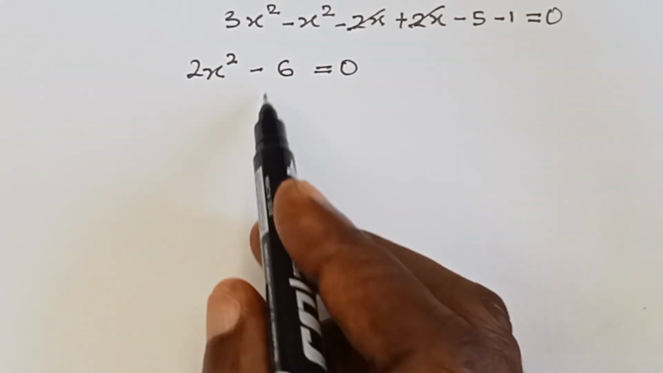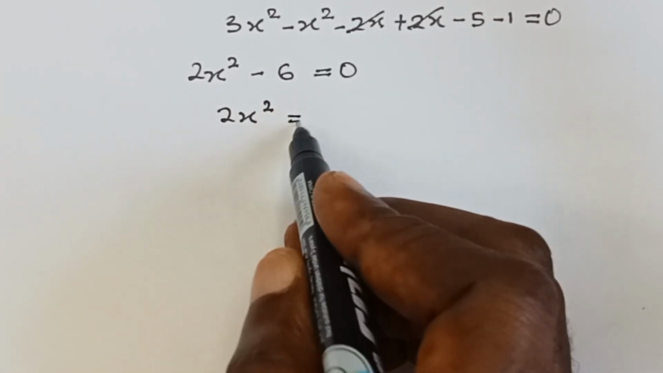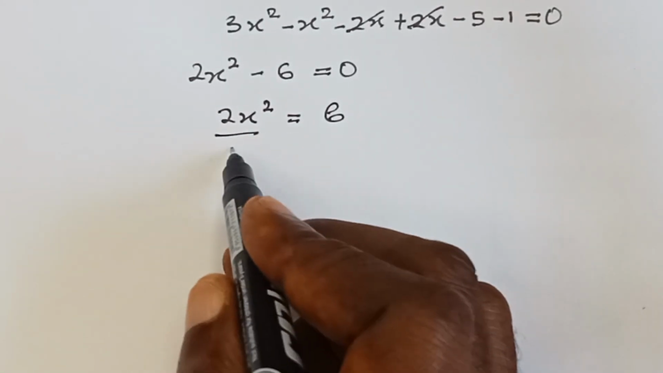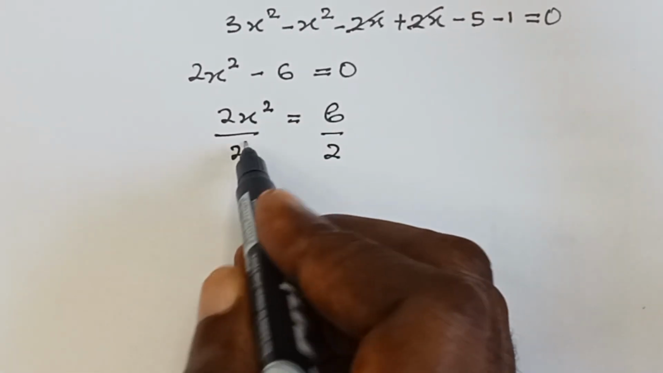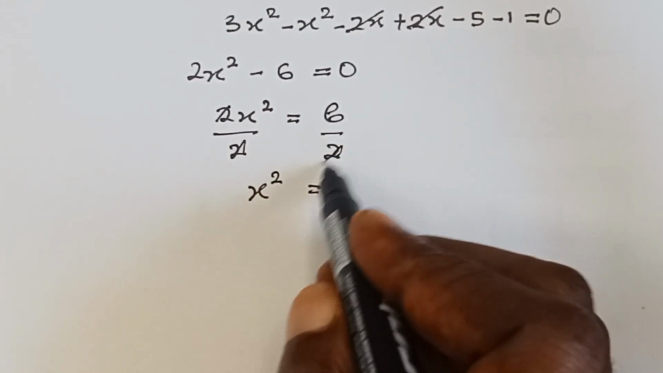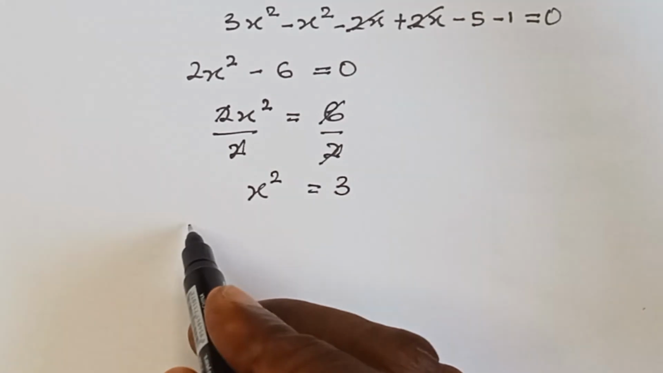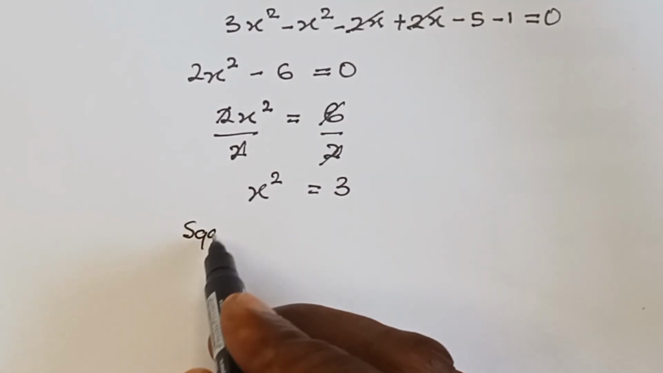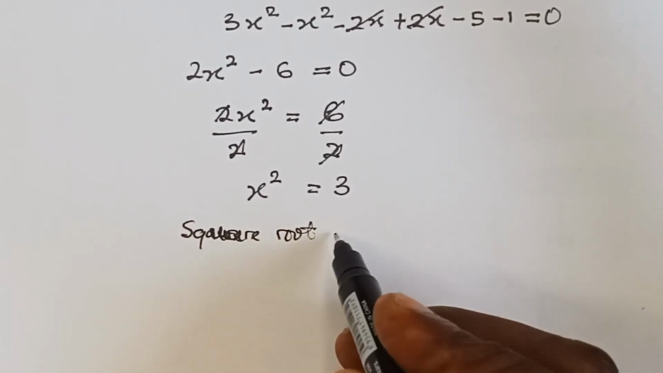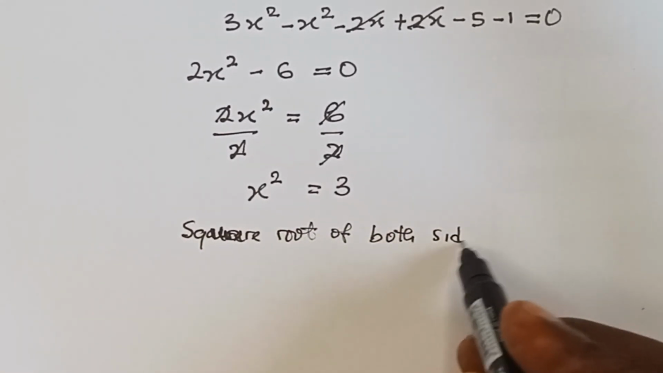Now let's take minus 6 to the other side. So we have 2x squared equals, this becomes plus 6. Divide both sides by 2, this cancels this, so we have x squared equals, 2 into 2 is 1, 2 into 6 is 3. Alright, how do you find x? Take the square root of both sides.